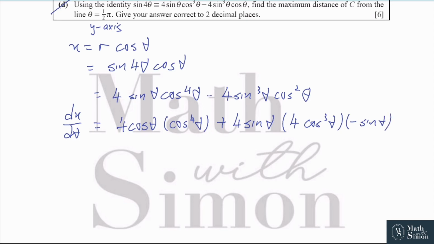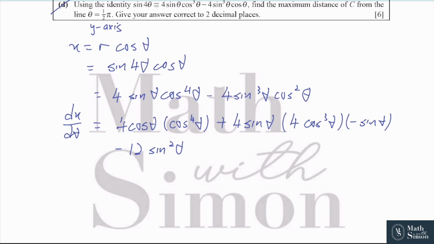Now we want to look at the second term here. The second term that we have here is negative 4 sine cube. So let's say we differentiate the negative 4 sine cube, that's where we get negative 12 sine squared theta.